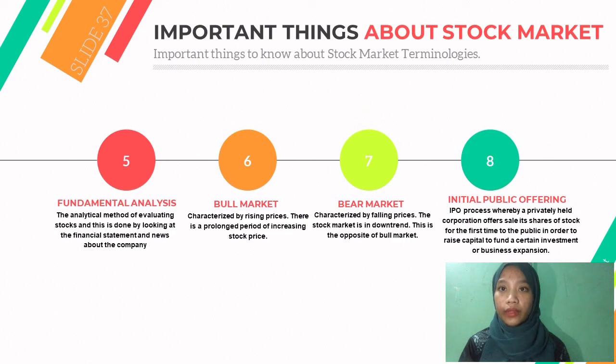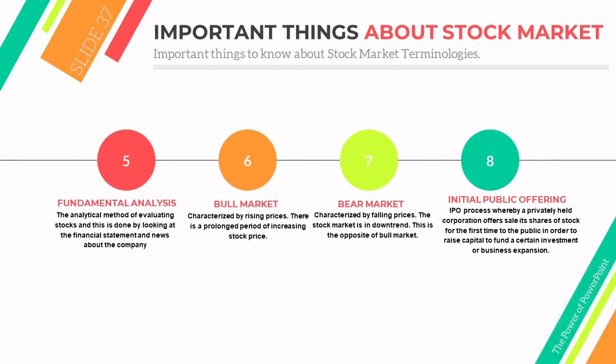Number 7 is bear market, characterized by falling prices. The stock market is in a downtrend. This is the opposite of bull market, which is number 6. Now is number 8, initial public offering, or IPO. IPO is the process whereby a privately held corporation offers to sell its shares of stock for the first time to the public in order to raise capital to fund a certain investment or business expansion.